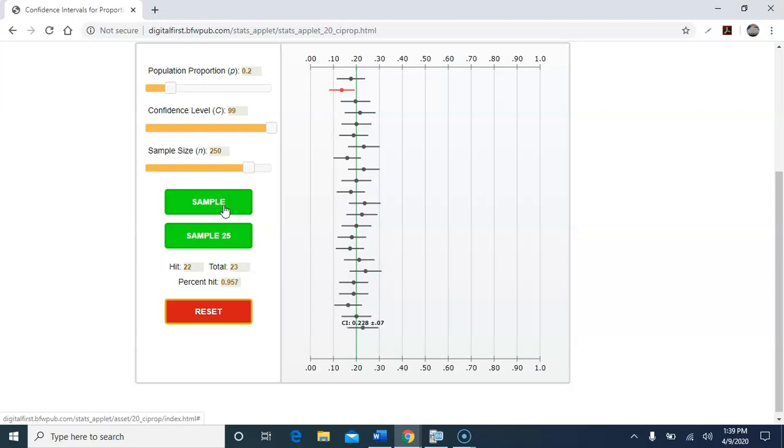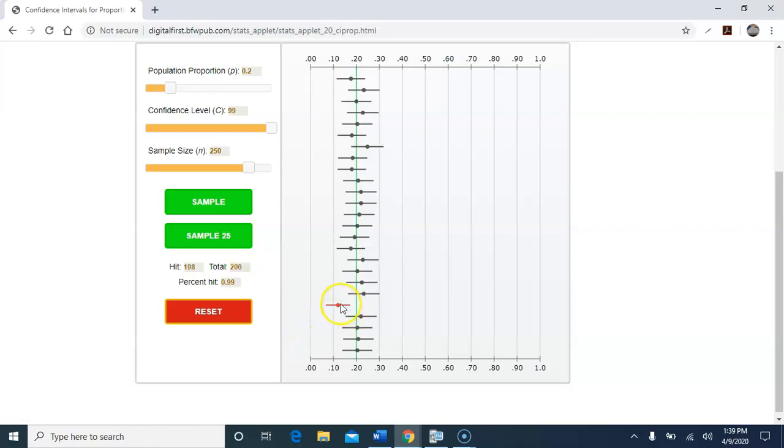And when I say most of the time, this should be happening 99% of the time if we're doing a 99% confidence interval. Now there I just did another 25 at a time. There's another 25 confidence intervals. And there's another 25 confidence intervals. So I've so far created 100 confidence intervals, and 99 of them contained the population proportion, which is 0.2.